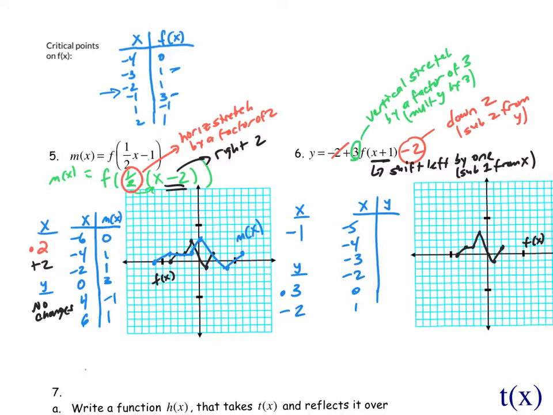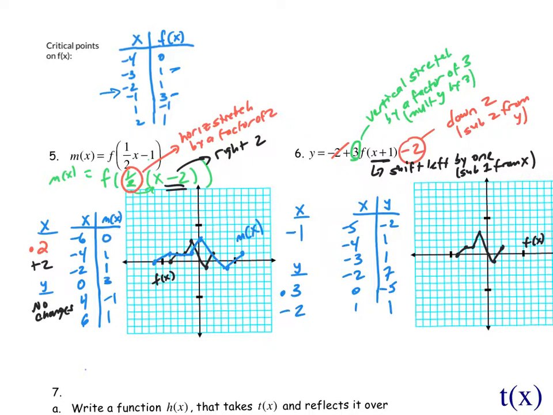Y values, we're going to multiply by 3 and subtract 2. So 0 times 3 is 0, minus 2 is negative 2. 1 times 3 is 3, minus 2 is 1. Same value, we had 1. So 1 times 3 is 3, minus 2 is 1. Then we have 3. 3 times 3 is 9, minus 2 is 7. And then negative 1 times 3 is negative 3, minus 2 is negative 5. And finally, we have 1 again. So 1 times 3 is 3, minus 2 is 1. So those are our coordinates.